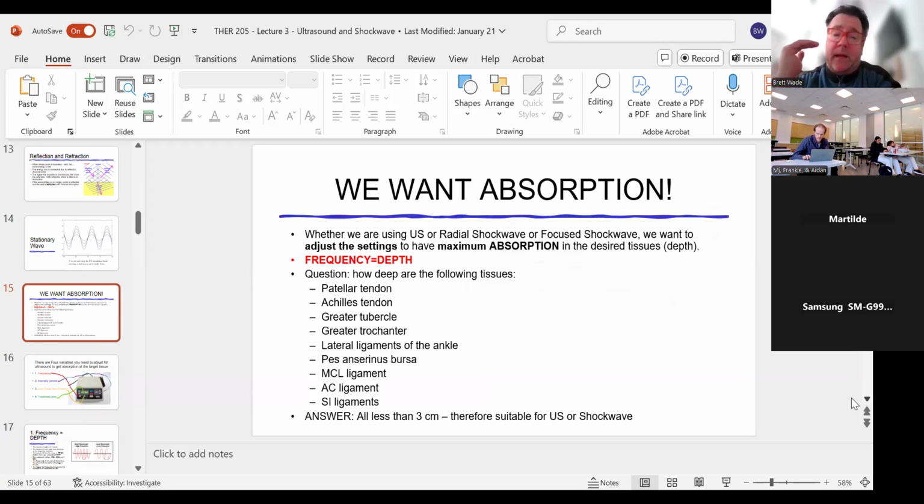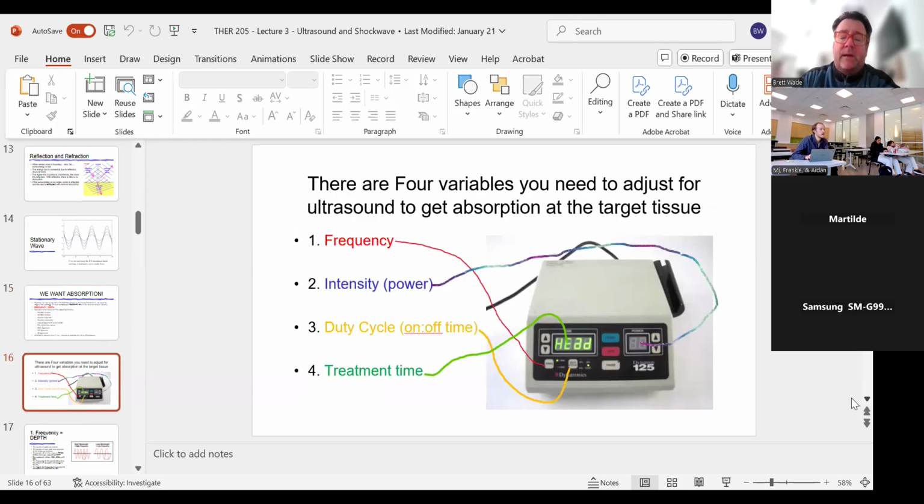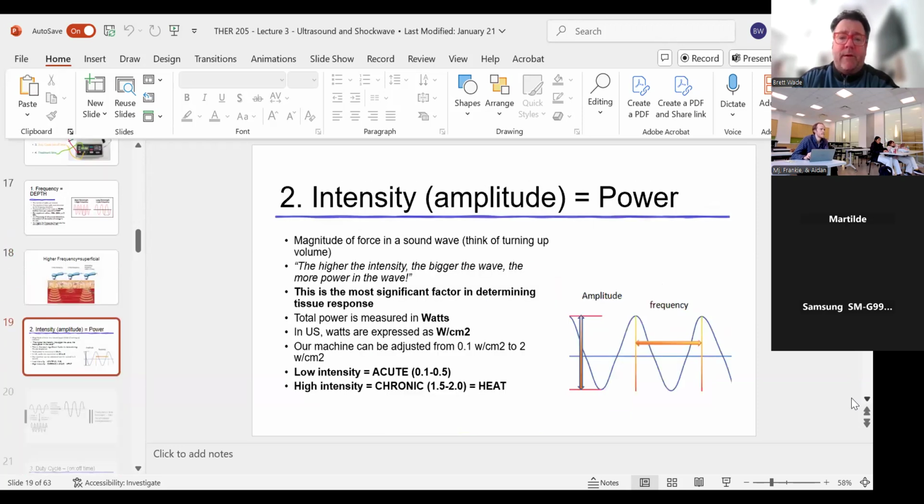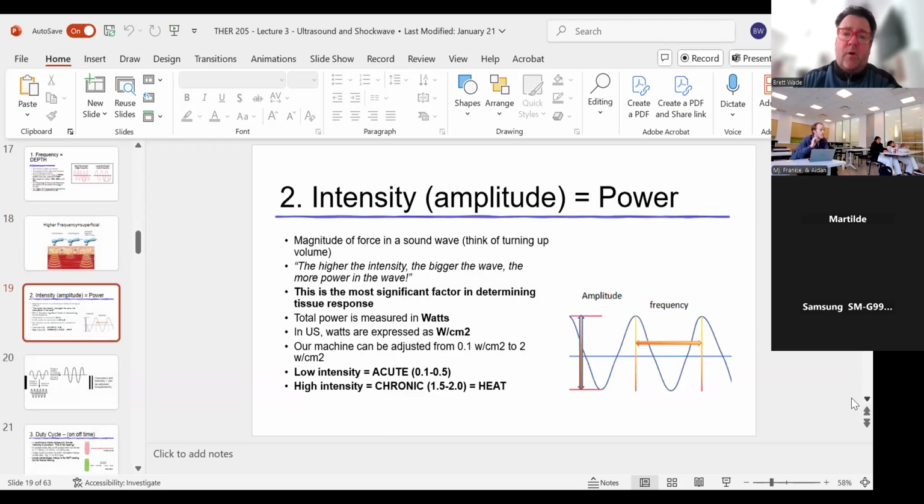Frequency equals depth. I put it in red. It is a question for sure. I'm going to ask that. What is the setting which determines depth of penetration? And yes, it is frequency. You can see the settings are there. So frequency equals depth. Higher frequency is more superficial. You should know that for sure.